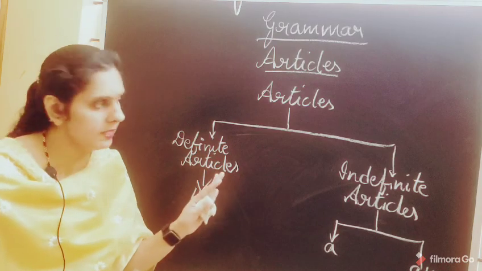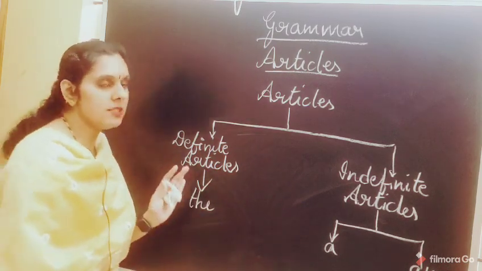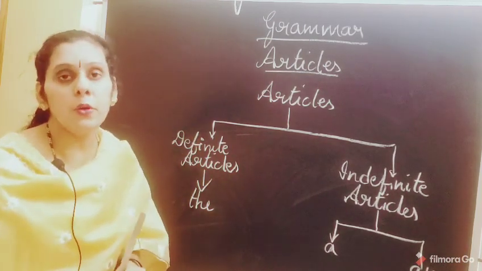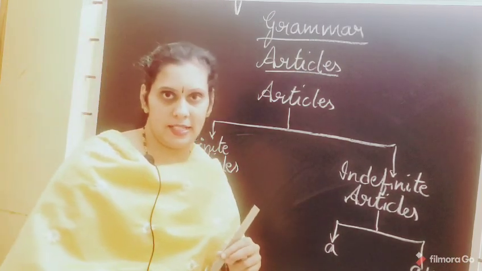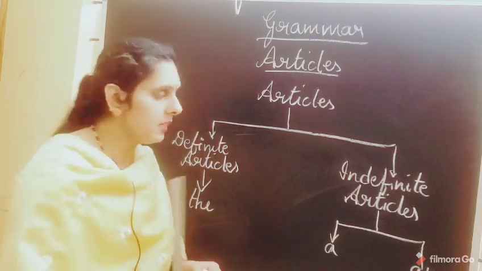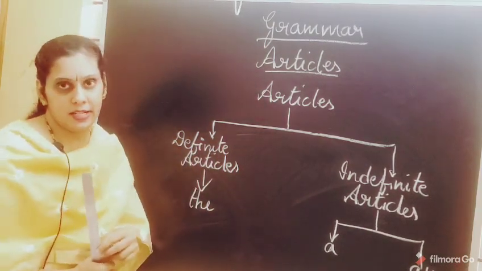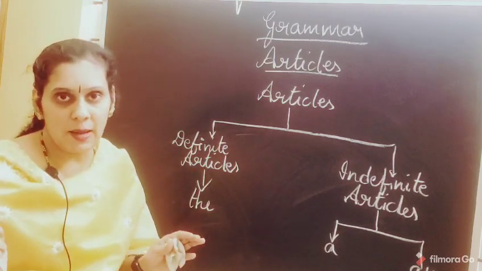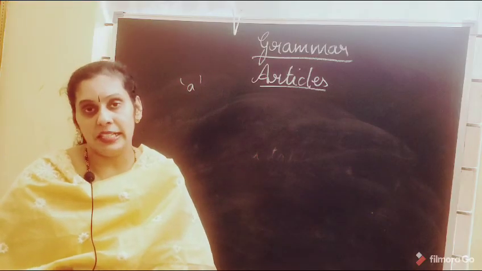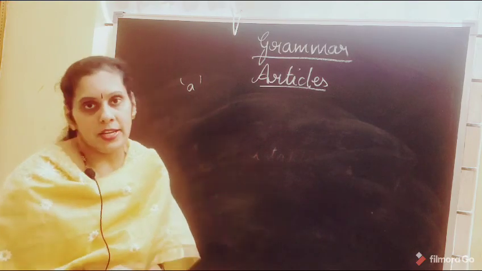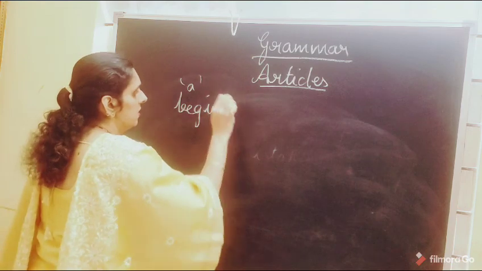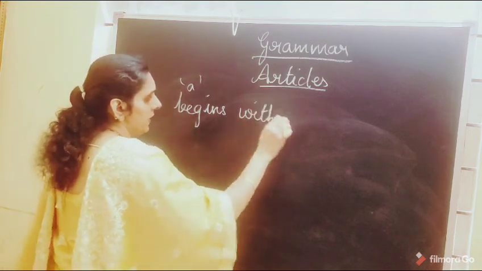Now we have understood what articles are, and what definite and indefinite articles are. Now let me explain when to use indefinite articles, when to use the definite article, and when we won't use any article at all. So shall we learn about it? A is used with a word which begins with a consonant.